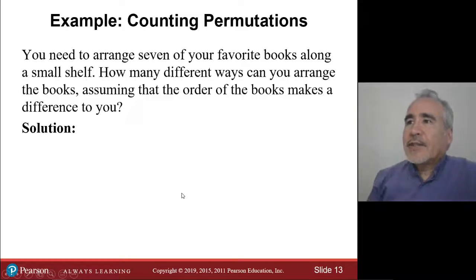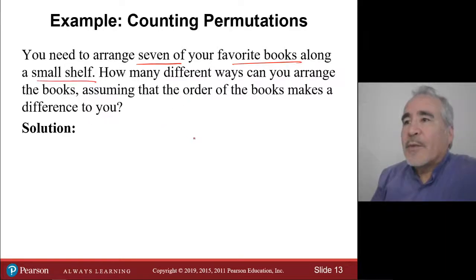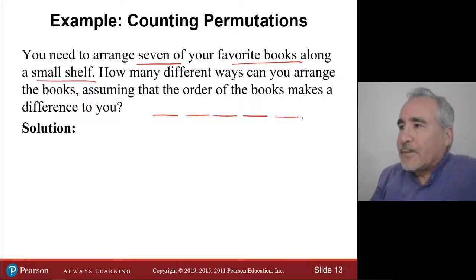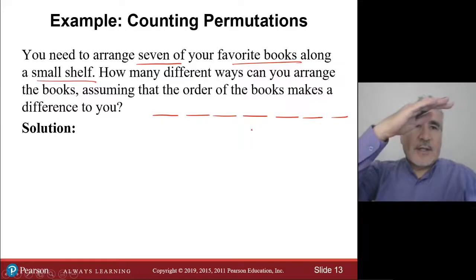Okay, so here's an example. We're going to take our 7 favorite books, and we're going to put them on a shelf. How many different ways can we arrange that? Let's think through how we would do that. We've got 7 books. We need a bookshelf. We need 7 slots to put those 7 books. 1, 2, 3, 4, 5, 6, 7. So I carry my 7 books with me. Here they are.